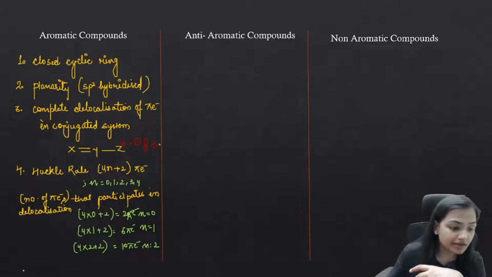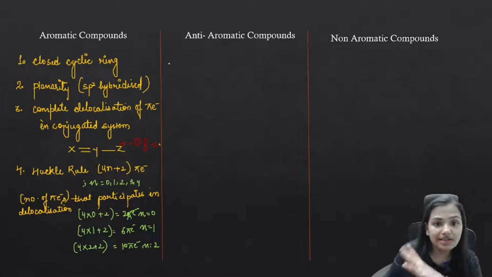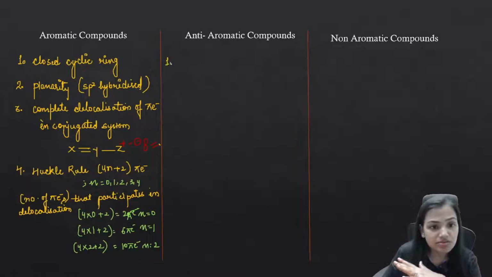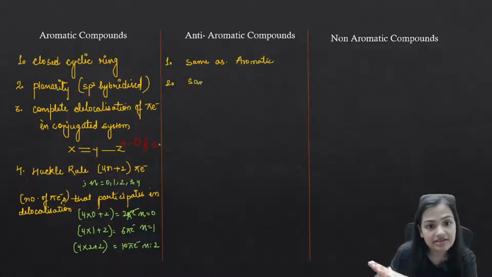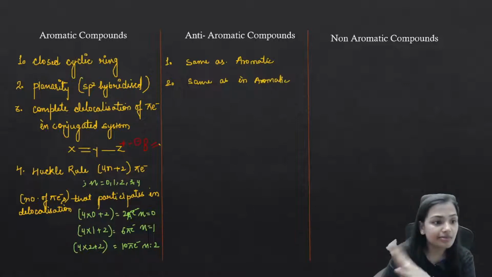Now here let us talk about the anti-aromatic. If you focus on the anti-aromatic compounds, they also must have a closed cyclic ring. The first point is the same as in aromatic compounds. The second point, planarity, is also the same as in aromatic compounds. They also have to be planar.